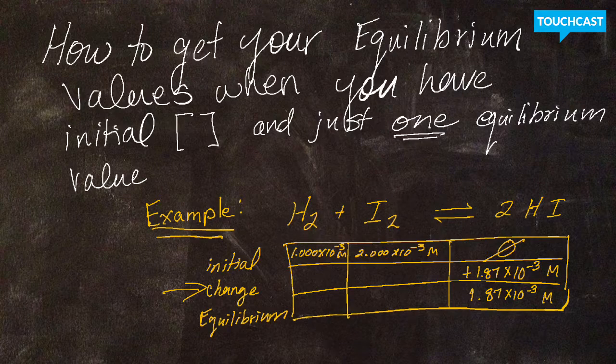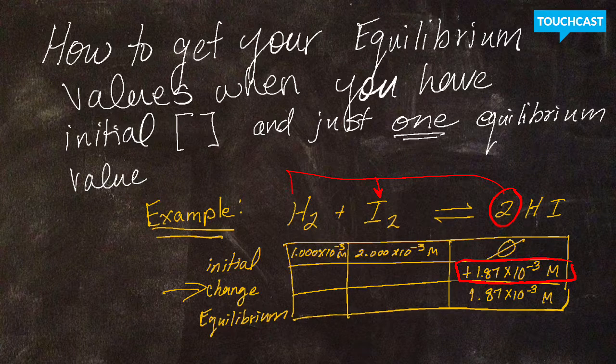So at this point, you look back at the balanced reaction, and you'll notice that there is a coefficient of 2 on this HI. So this change that you see right here represents actually 2 times what the change would have been for these guys.